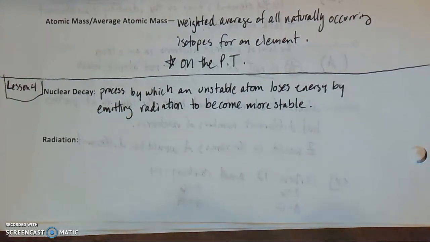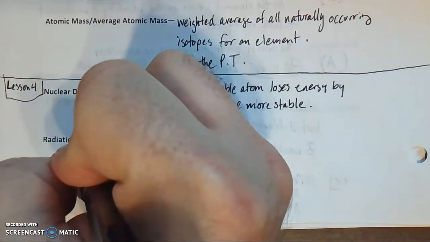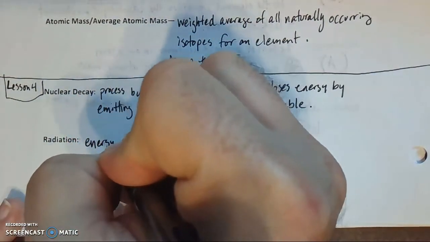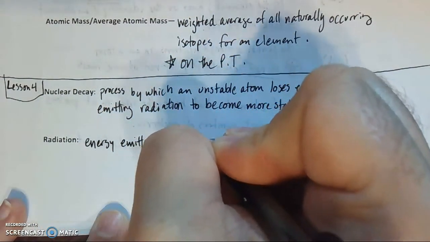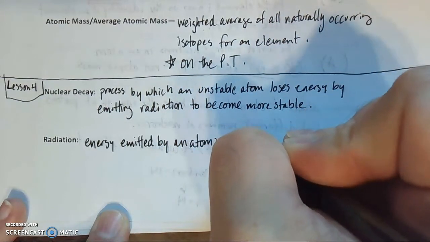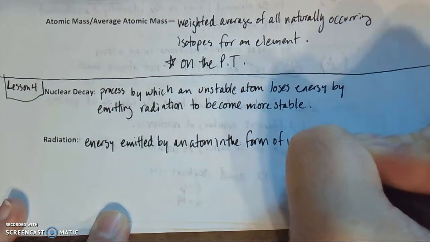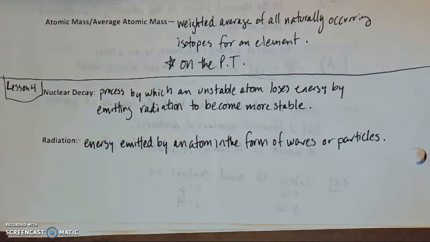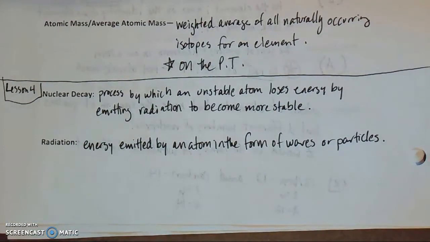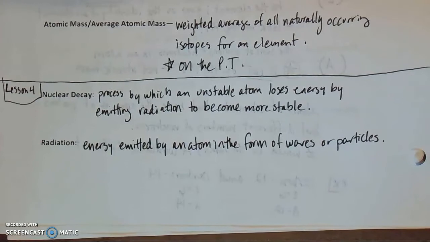So it emits radiation, and radiation is just energy emitted by an atom in the form of waves or particles. So the sun emits radiation. We have ultraviolet radiation, which are waves that come from the sun 93 million miles through space, and if they hit your skin, they can cause a sunburn. So that energy is so intense that it causes your skin to burn.